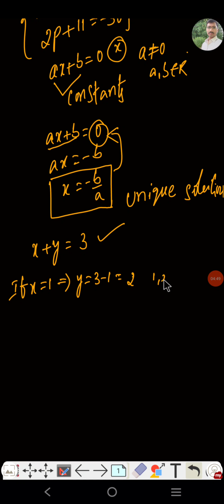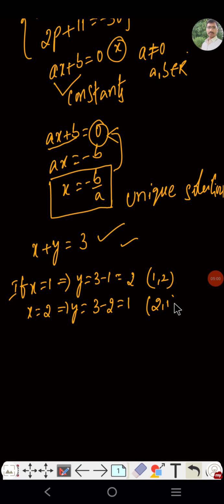That means (1, 2) is a solution of the given linear equation. Now if we substitute x is equal to 2 here, what do we get for y? 3 minus 2, that is equal to 1. That means (2, 1) is one more solution.